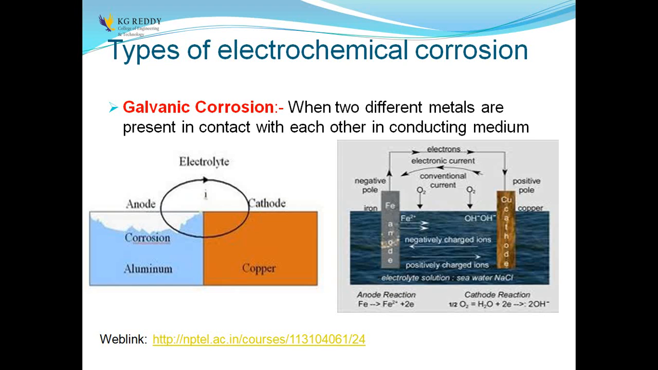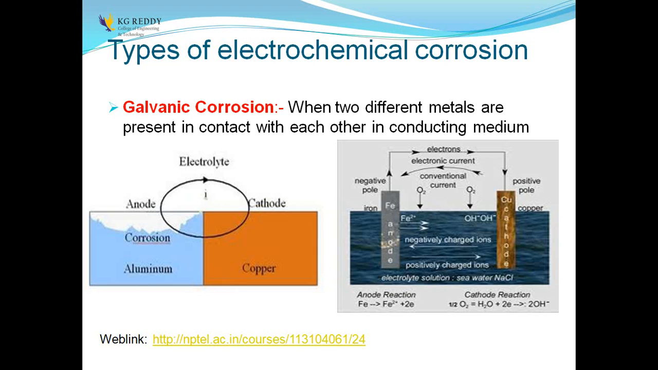Iron acts as the anode, meaning iron has the lowest reduction potential value and copper has the highest reduction potential value. So iron always acts as an anode and copper always acts as a cathode. Which metal acts as anode and which as cathode is decided by the potential difference between the two metals.